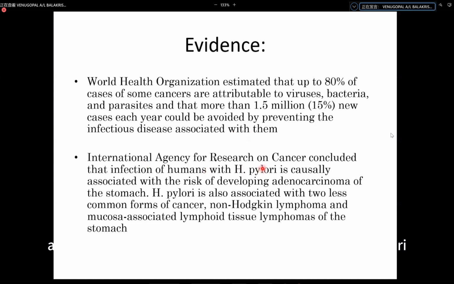IARC concluded that infection with Helicobacter pylori is causally associated with the risk of developing adenocarcinoma of the stomach. H. pylori is also associated with two less common forms of cancer: non-Hodgkin lymphoma and mucosa-associated lymphoid tissue lymphoma of the stomach. H. pylori is a very well-known bacterium that causes gastritis. Doctors give you medications, acid-suppressing drugs and so on, to kill off the H. pylori. If you have gastritis and don't take care of yourself, this could lead to stomach cancer. So it's another very important thing that people have to look into.